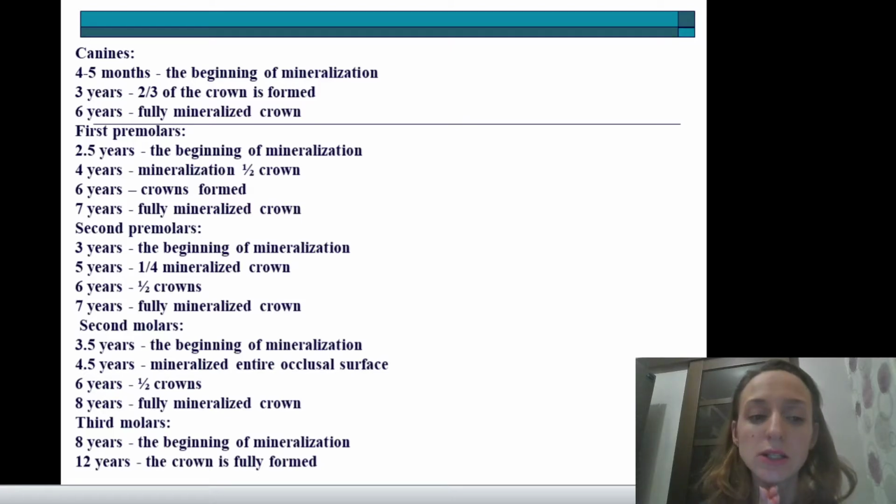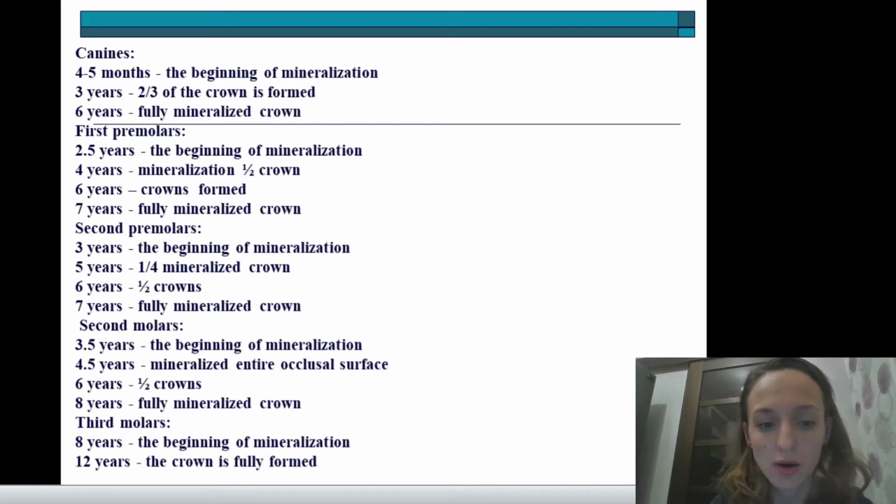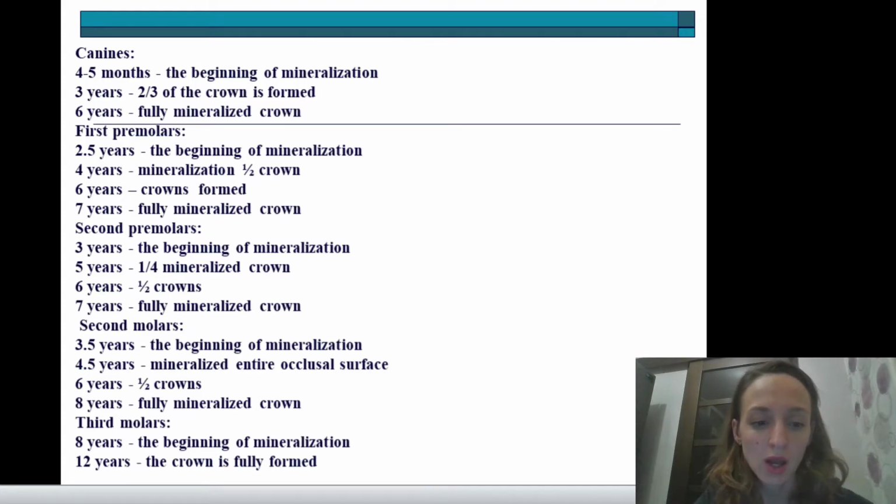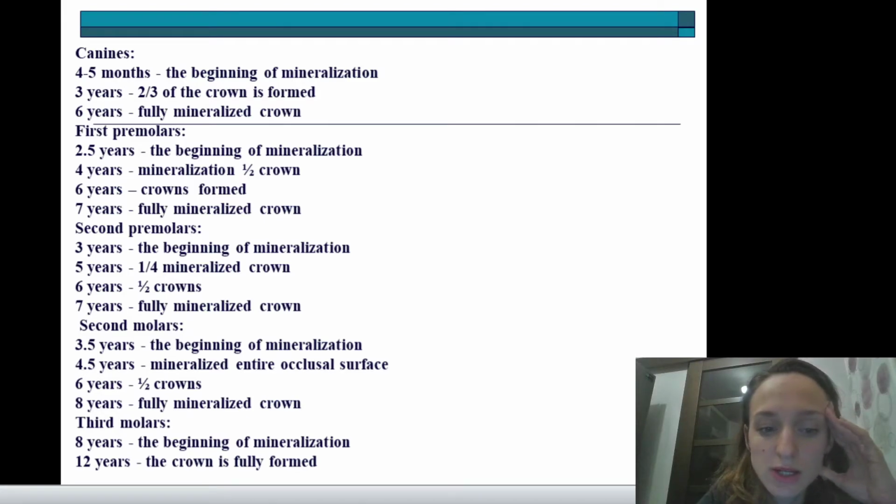For canines, 4 to 5 months is the beginning of mineralization, 3 years 2/3 of the crown is formed, 6 years fully mineralized crown. First premolar, 2 and 1/2 years beginning of mineralization, 4 years mineralization of 1/2 crown, and the crown is formed in 6 years. 7 years is a fully mineralized crown. Second premolars, 3 years is the beginning of mineralization, 5 years it is 1/4 mineralized crown.